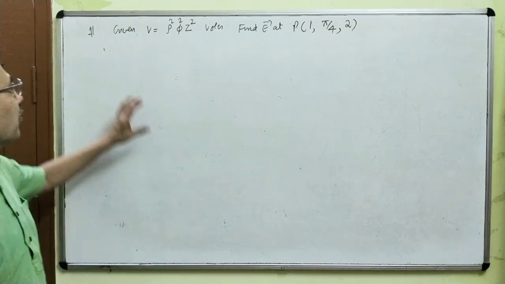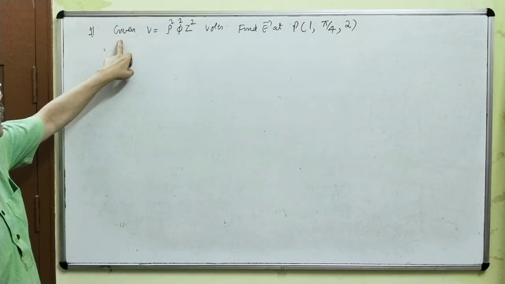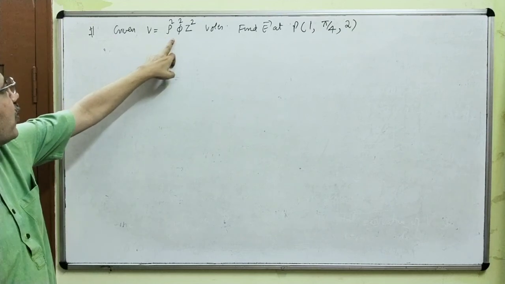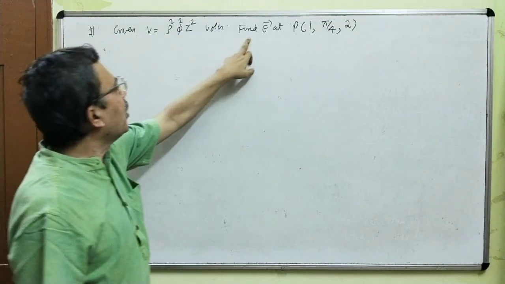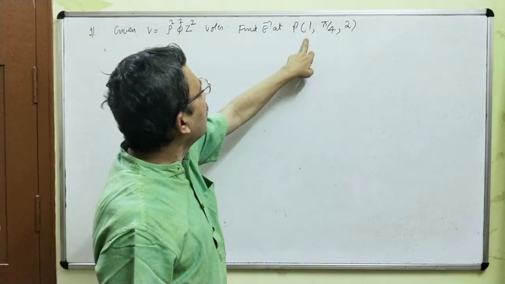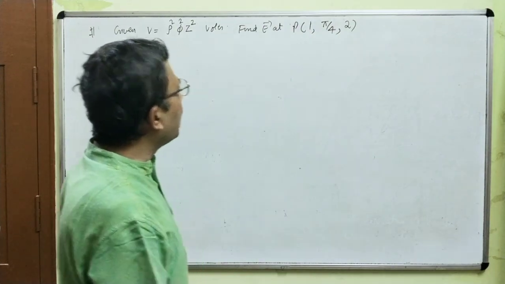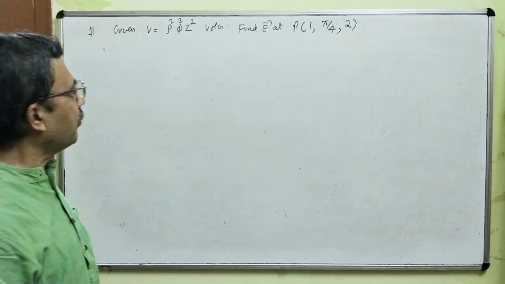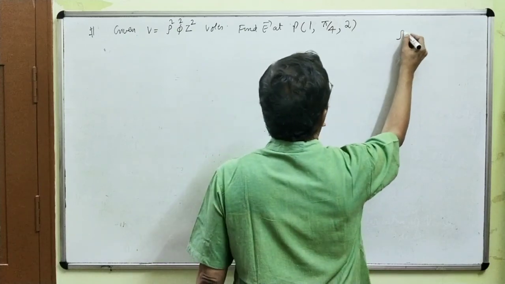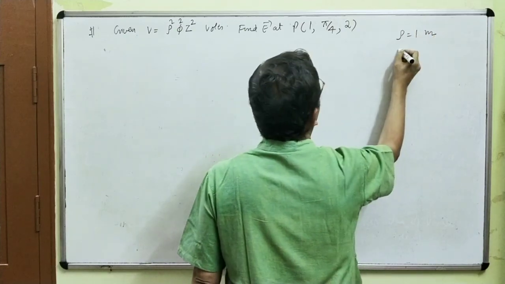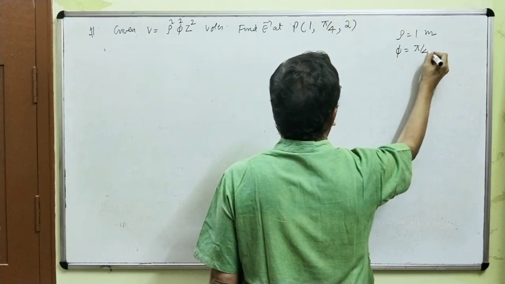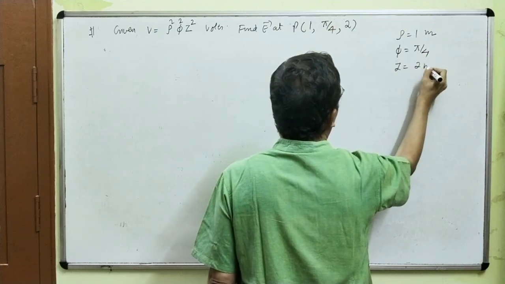Next problem. This is a very simple problem. Given V is equal to rho square, phi square, Z square volts. Find vector E at the point P(1, pi by 4, 2). This problem is given in a cylindrical coordinate system. Therefore, what is rho? Rho is 1 meter. What is phi? Phi is pi by 4. What is z? Z equal to 2 meters.